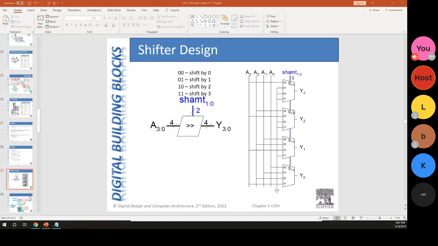S1, yeah, that's from the shift amount. And it's just your selector. The 1 and 0 just say that one is going to be defined as S1, which is the most significant, and the other is going to be defined as S0, which is the least significant.